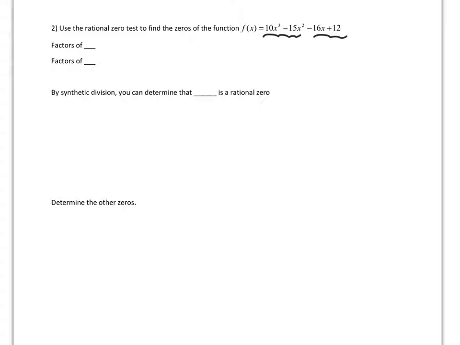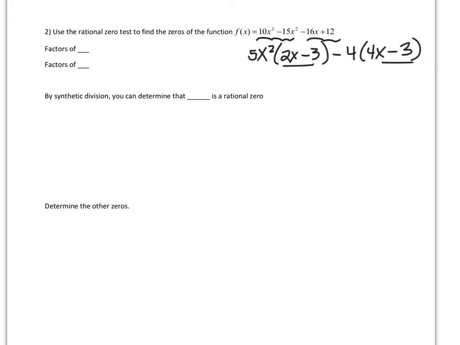So we're going to take out a GCF of 5x squared, and I'll be left with 2x minus 3. Then I'll take out a negative 4, and I'll be left with 4x minus 3. So notice again how these numbers in the parentheses are not the same. So we're going to have to find another way to find the zeros. So again, use the rational zero test to find the zeros of this function.